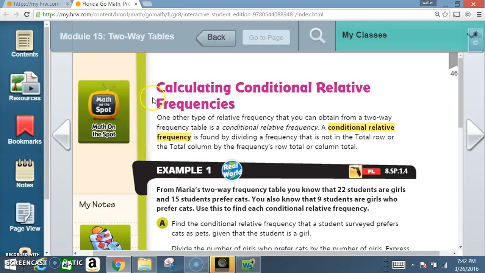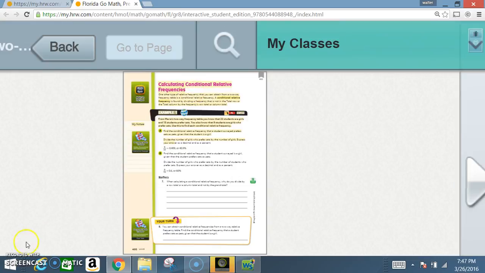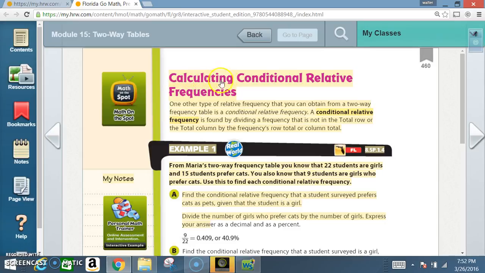Okay, now let's take a close look at example 1. Calculating conditional relative frequencies.